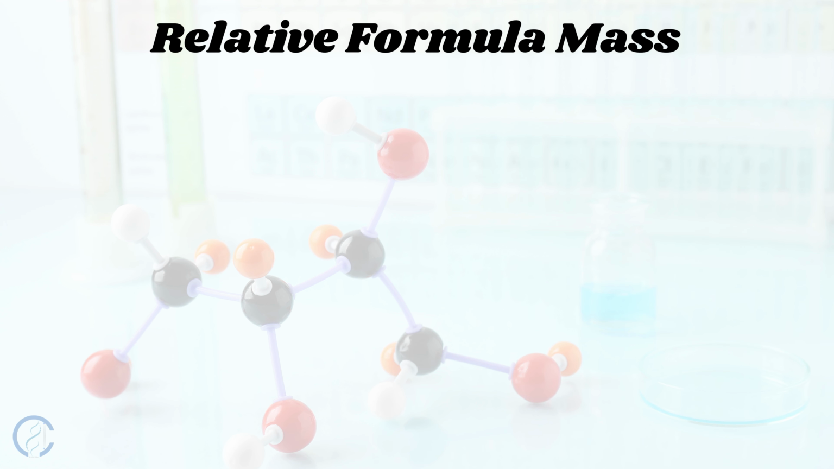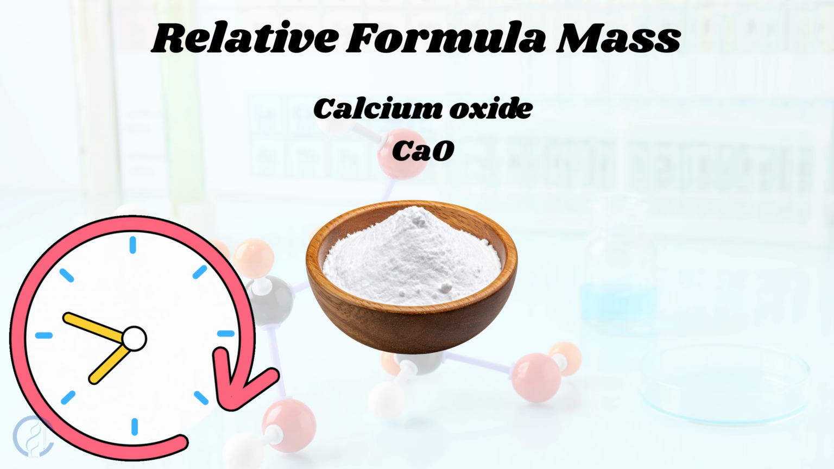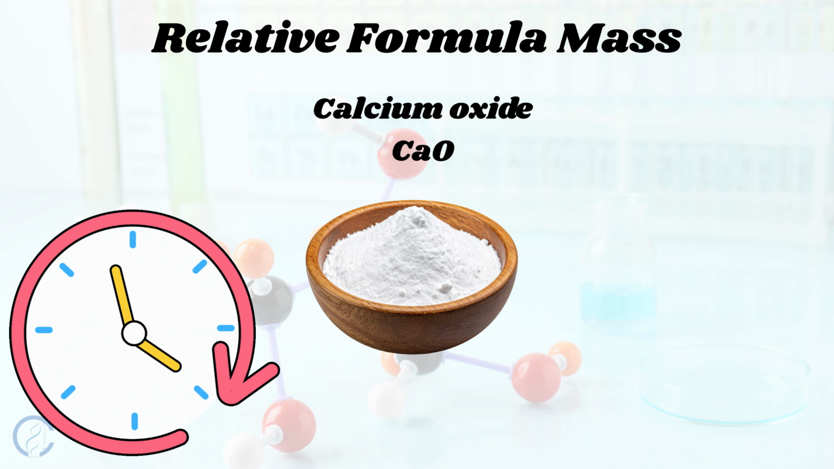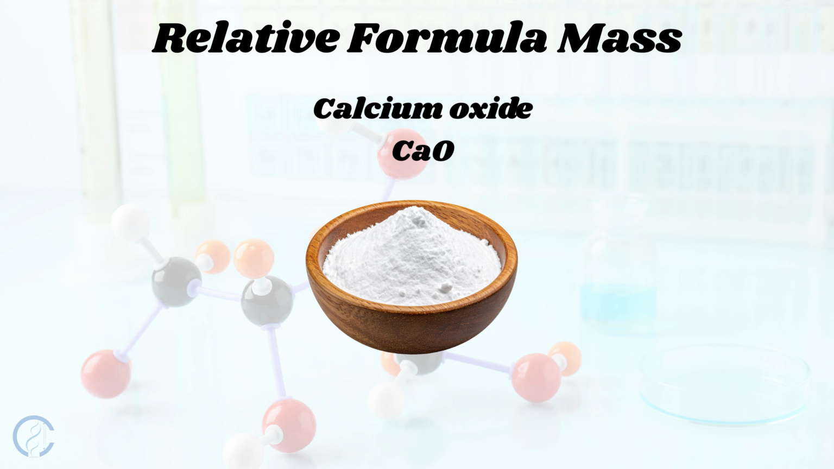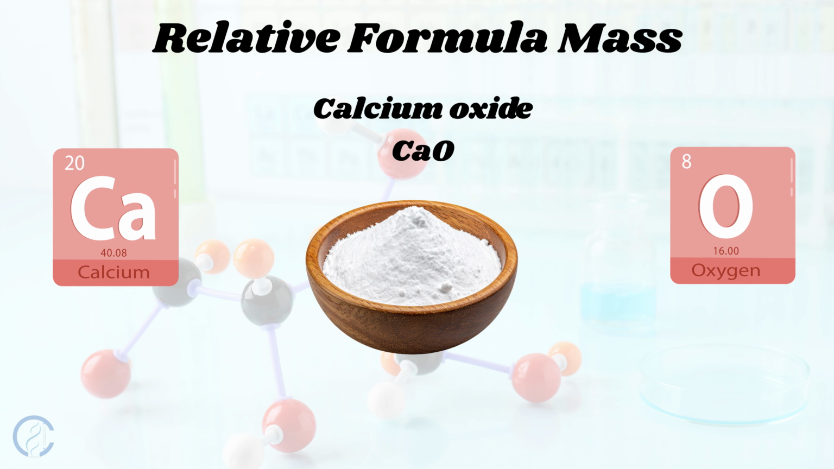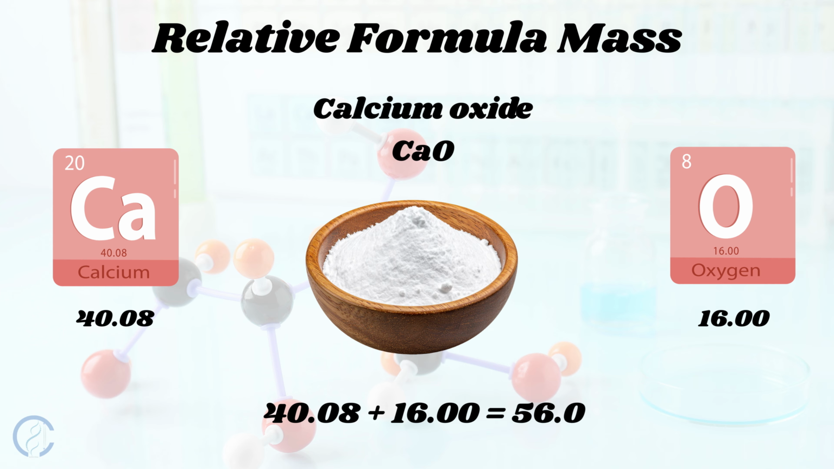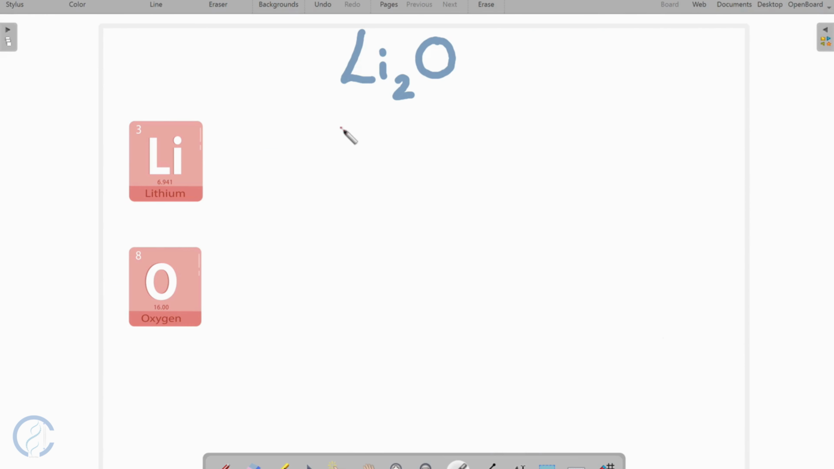Try this one. What is the relative formula mass of calcium oxide? In calcium oxide, the elements calcium and oxygen are present. The relative atomic mass of calcium is 40.08, and that of oxygen is 16. Combining the two relative atomic masses gives 56.08. Now let's attempt some more challenging ones together. So let's determine the relative formula mass of lithium oxide.